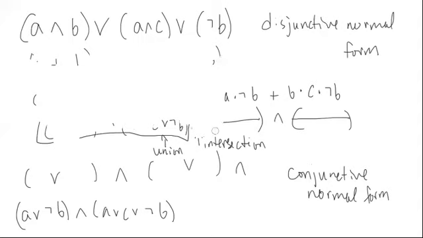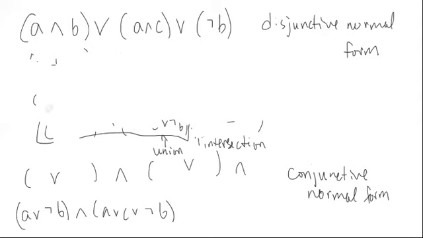Well, for one, what we could do is take the complement of this and write out what's called a truth table.